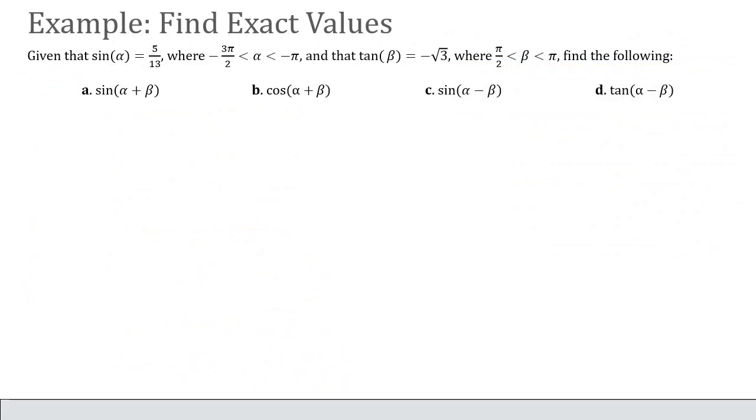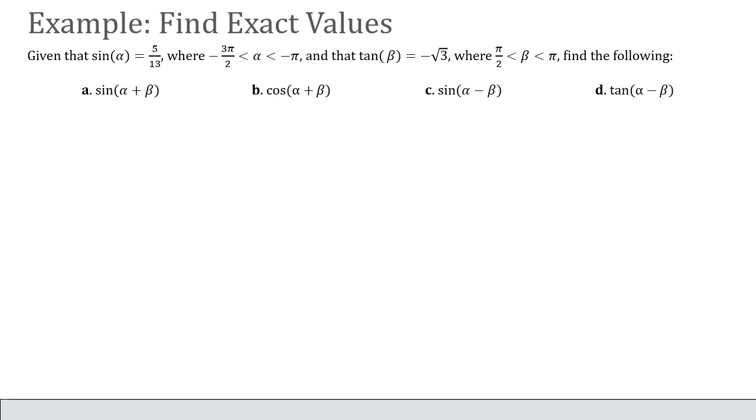Now let's try an example where we're being asked to find the sum and difference of not only the sine and cosine, but now also the tangent. All right, so let's first take a look at what we're given. We are given that the sine of an angle alpha is equal to 5 over 13, where alpha is between negative 3 pi over 2 and negative pi. You might need to draw yourself a circle to visualize where alpha is.